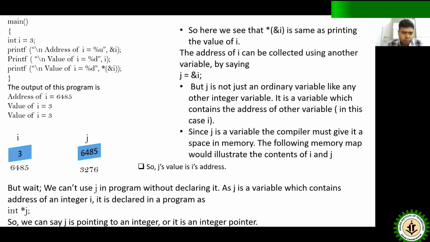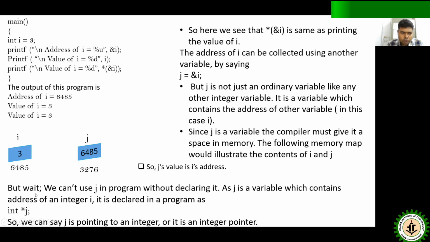As j is another variable, j must need another space where it is going to be stored. So where is it going to be stored? It is going to be stored over here at memory location 3276. We have arbitrarily chosen this memory location, and it can be any memory location. So j is now a variable stored in this memory location, and it is storing the address 6485. So j's value is now an address.